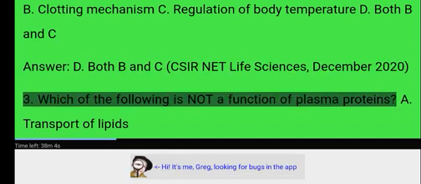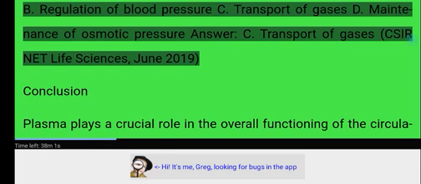3. Which of the following is not a function of plasma proteins? A, transport of lipids. B, regulation of blood pressure. C, transport of gases. D, maintenance of osmotic pressure. Answer: C, transport of gases. CSIR NET Life Sciences, June 2019.